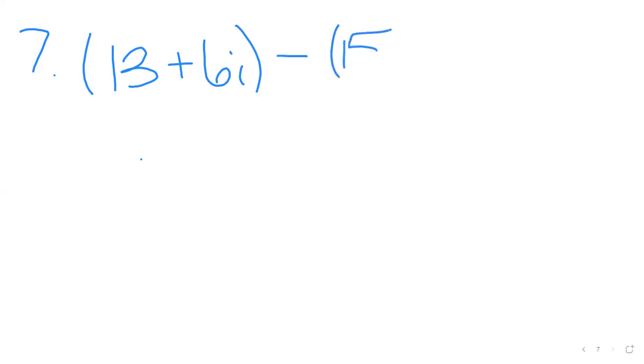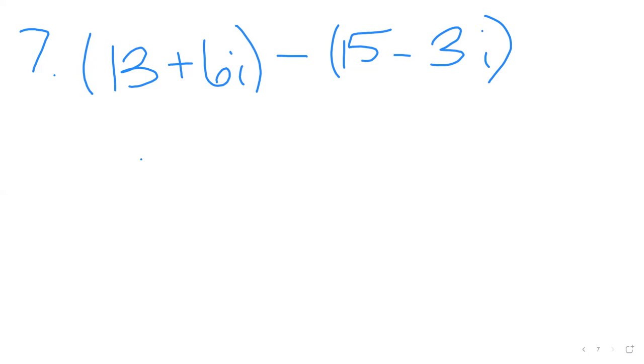The next type of question you might see on the test is to perform all operations on this set of complex numbers, 13 plus 6i minus 15 minus 3i. So we have a couple of different complex numbers that ask us to figure out what is the simplified version of this in a plus bi form.